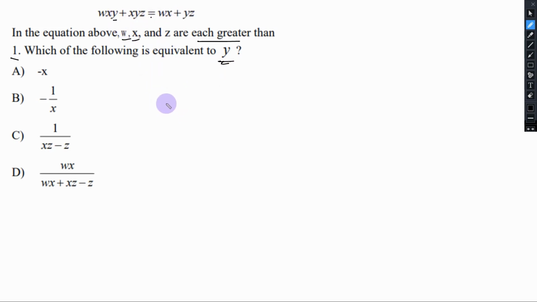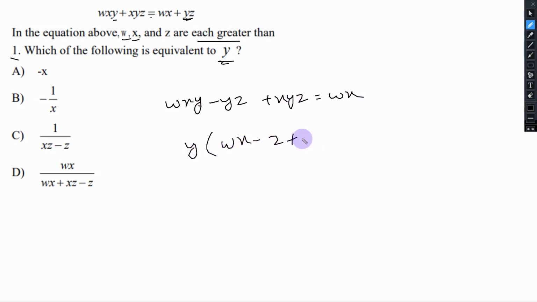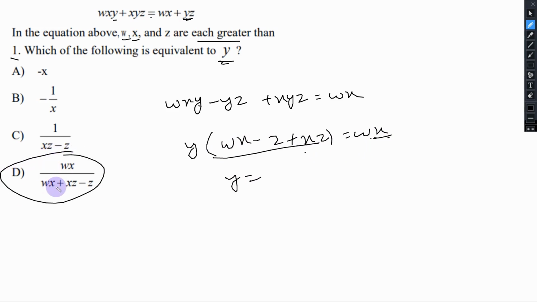Let's see. So if we do wxy, and then let's take this y part here, it will be minus yz plus this, and equals, okay, so if we take y in common, it will be wx minus z plus xz equals wx. So y equals this over this. So option D is our answer.